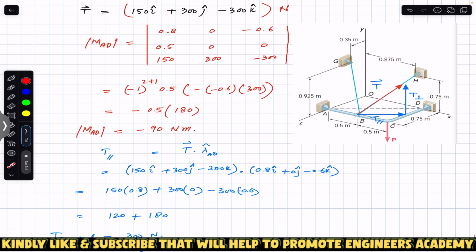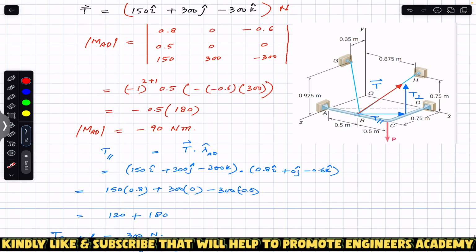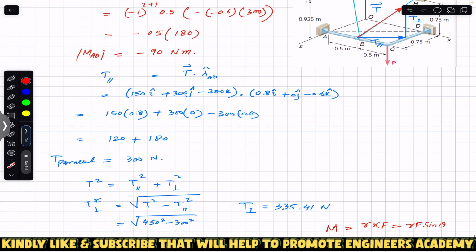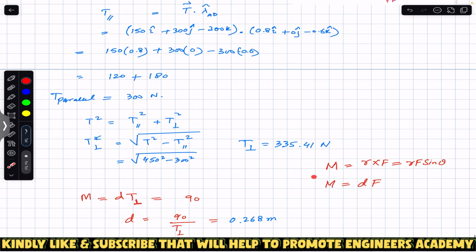But in order to find the perpendicular distance between BH, which is the line of action of T, and this AD, we need to resolve this tension T into two components, one parallel to AD and the other perpendicular to AD. That will give us the perpendicular distance according to the scalar definition of the moment.